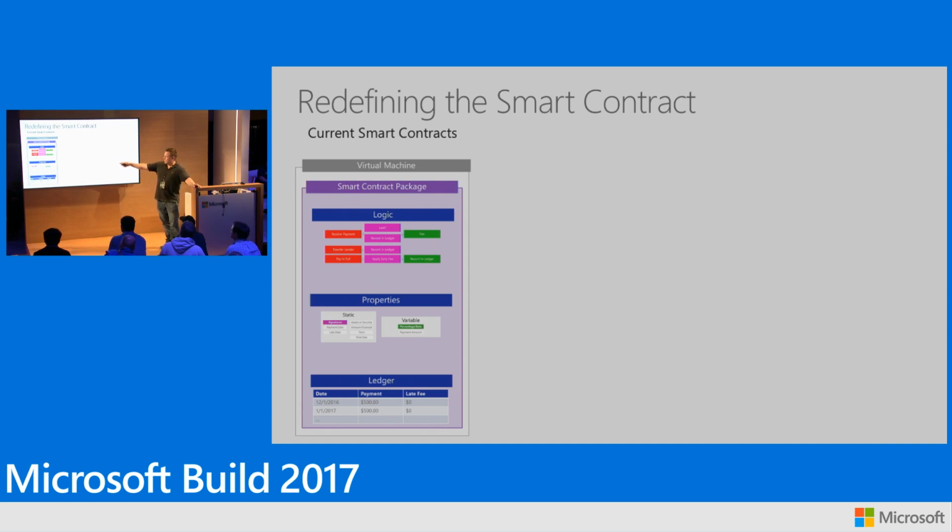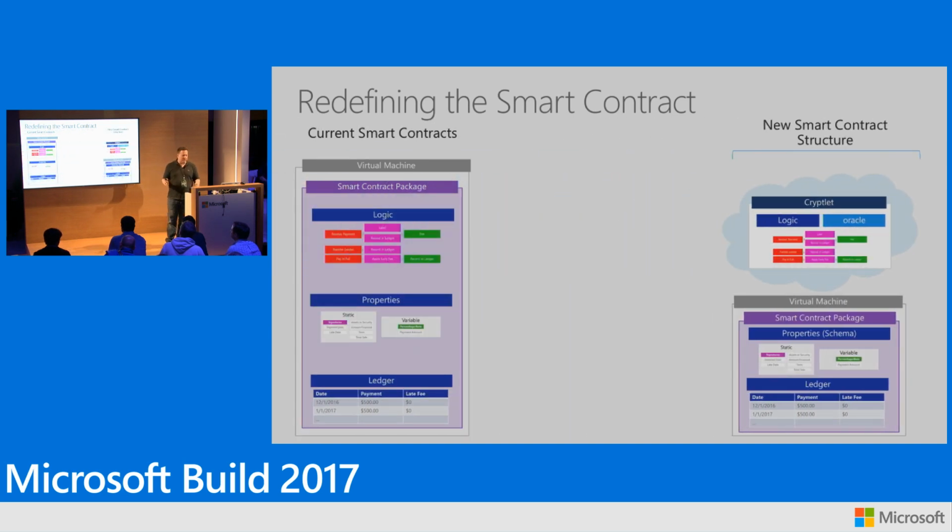We look at the properties and the logic, and today they're in one deployment package. We're simply saying, hey, let's separate the data and the logic, giving us separation of concerns. Our properties define our schema, and then we pull our logic up into something we call a cryptlet. A cryptlet is a middleware component that is built with the same cryptographic primitives that blockchains are, so it knows how to natively talk to the different blockchain networks, and makes it easier for you to start building applications.